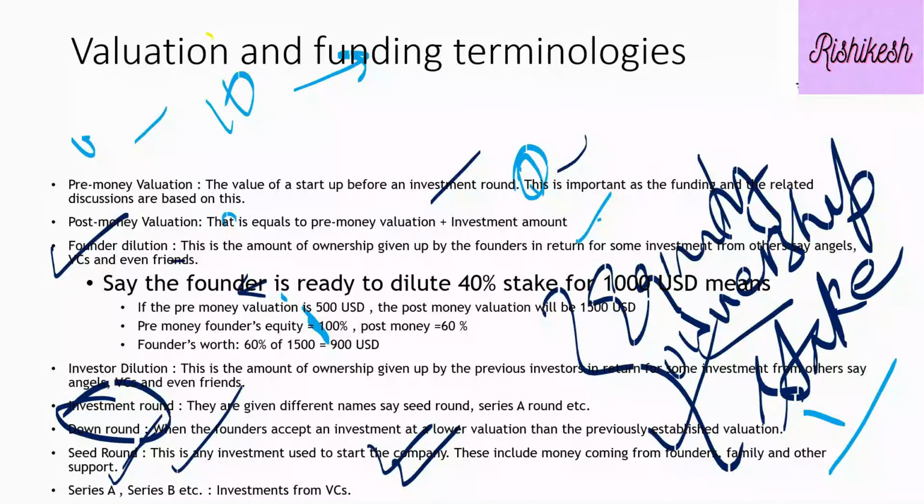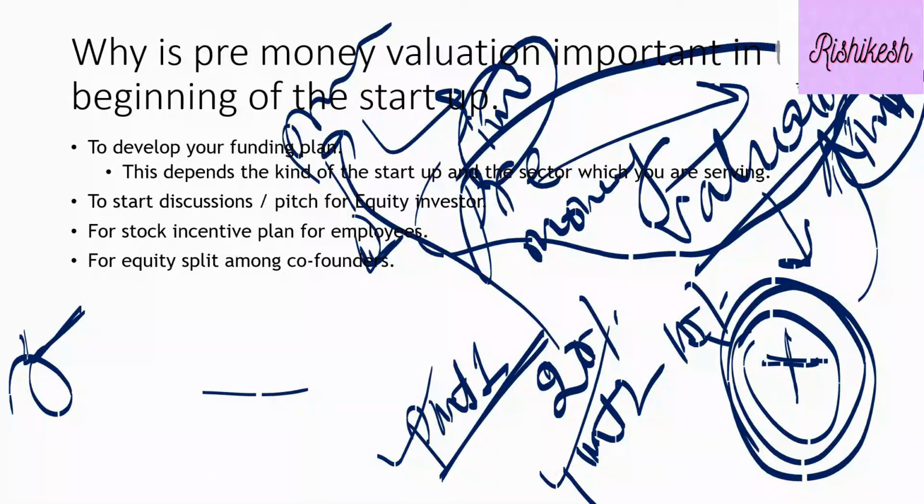And the fourth thing, but the primary thing I would say, is the equity split amongst the co-founders. Unless you have a value in your mind, you cannot split the equity amongst the co-founders. Let me take a very crude example. Let us suppose you determine that 10 lakh is the value of your startup. You have got 3 founders with you.